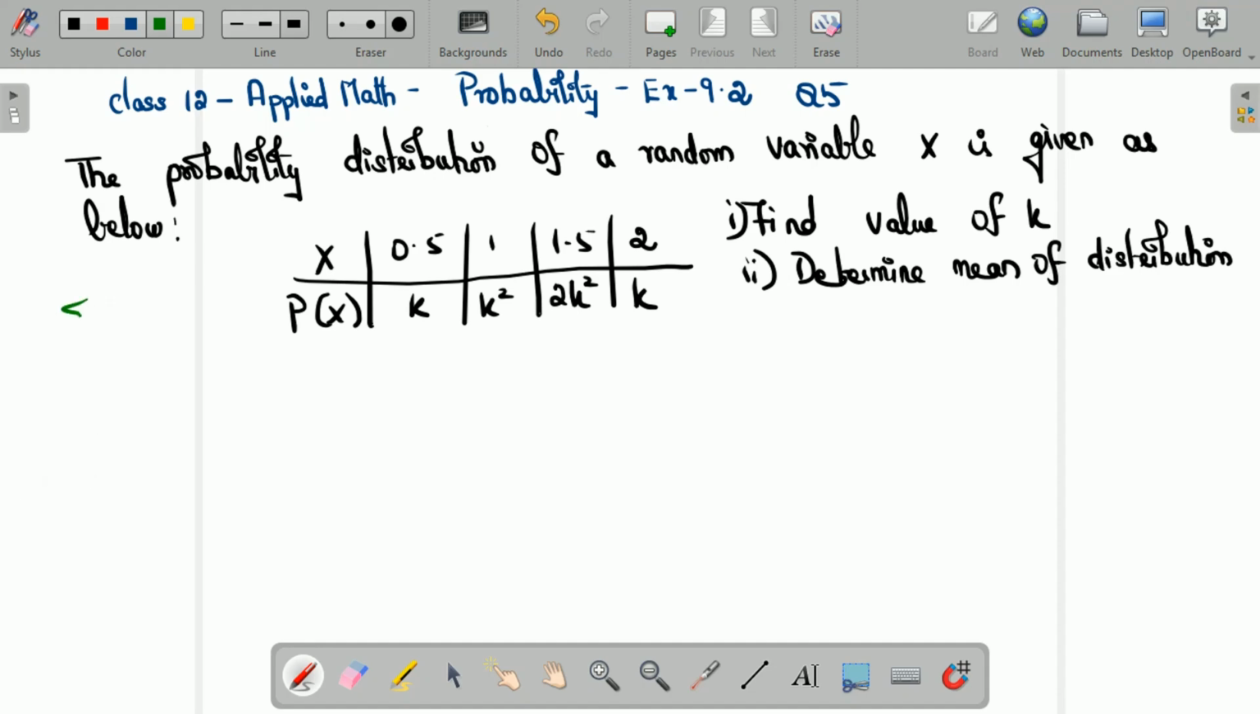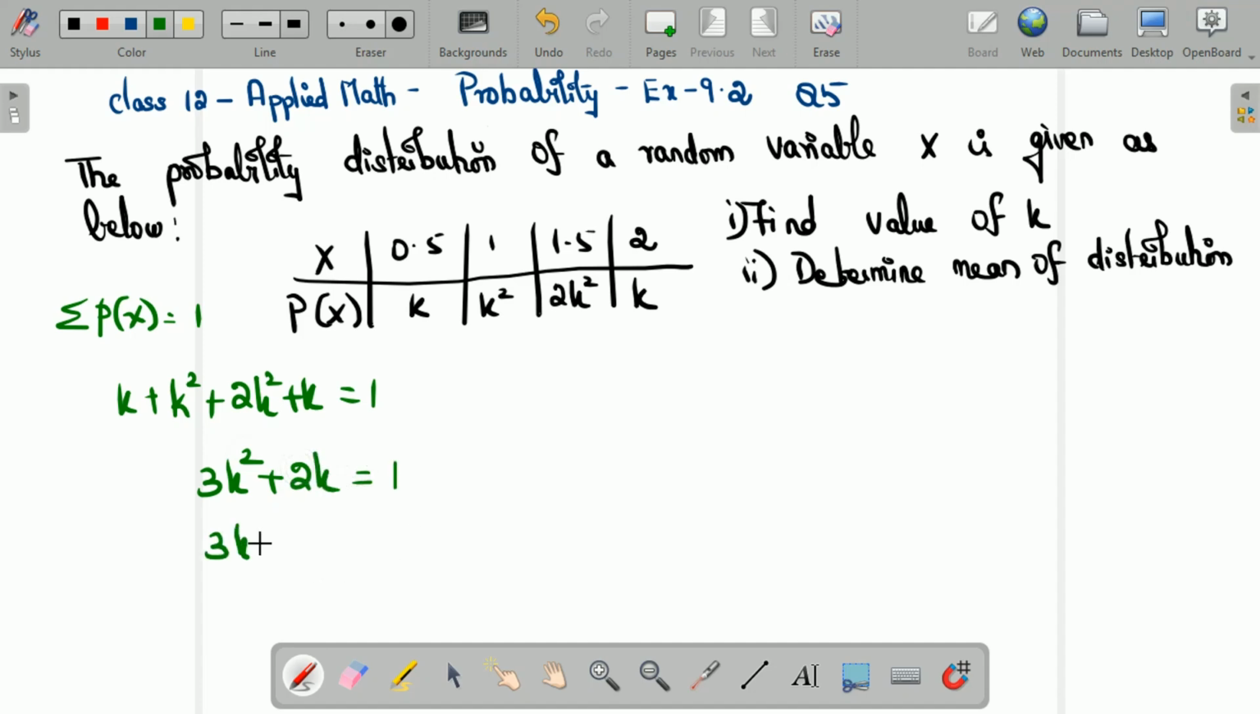We know that the sum of all probabilities is going to be equal to 1. Which means k plus k squared plus 2k squared plus k should be equal to 1. So you combine, this is going to be 3k squared plus 2k is equal to 1. So this is 3k squared plus 2k minus 1 is equal to 0.